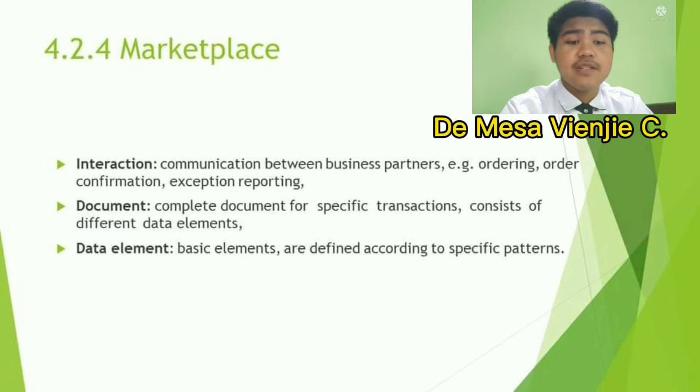The next is the interaction. This layer is about how business partners can interact or communicate with each other. Next is the document. A complete document for a specific transaction consists of different data elements. So the document consists of complete information or data elements. Data elements. As the fundamental element within a document, a data element serves as a data or code to be used in a particular interaction.